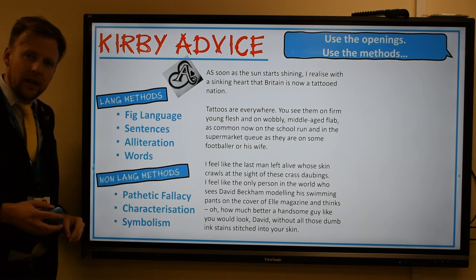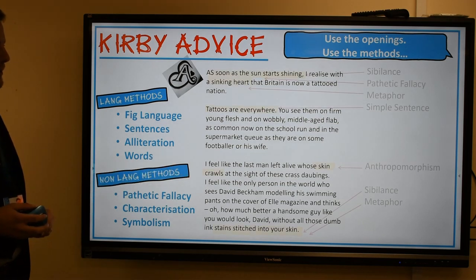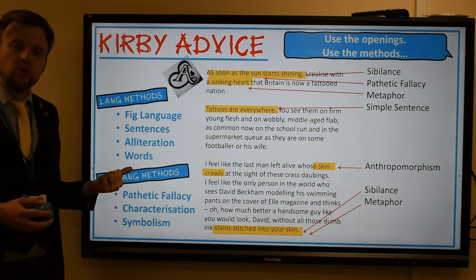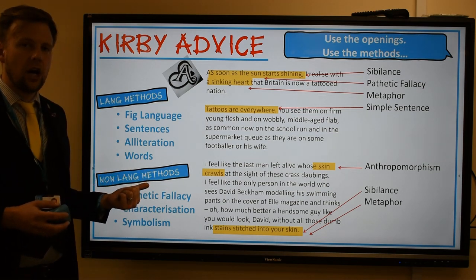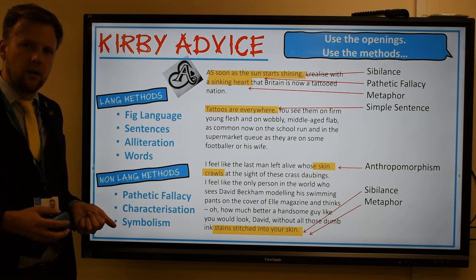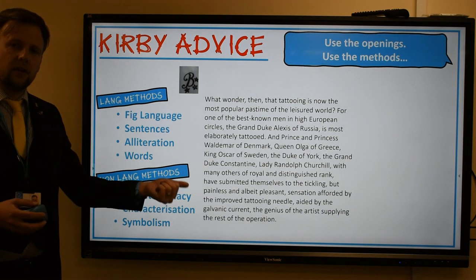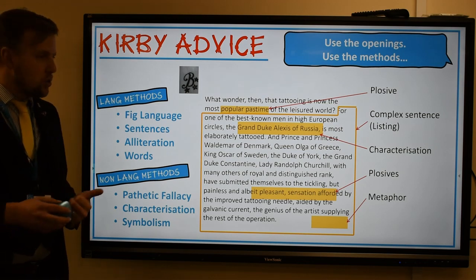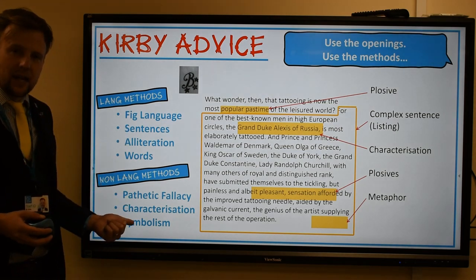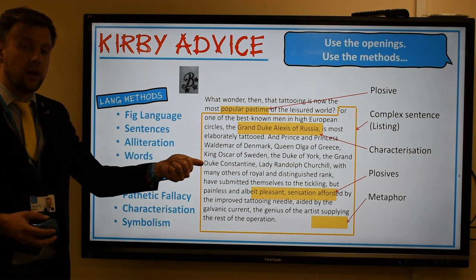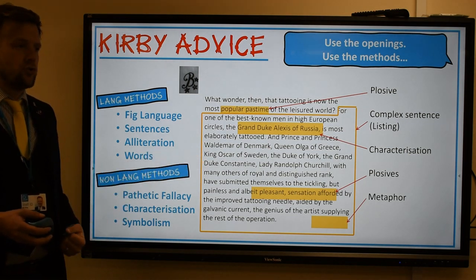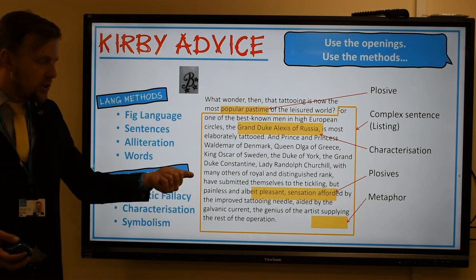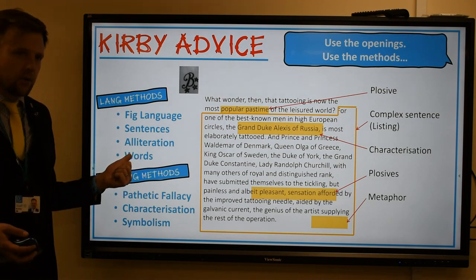Here is a random AQA text. There's all the things in it that are here. There's all our figurative language, word choices, sentence types, non-language, it's all there. Now let's have a look at source B, 19th century. Once again, it's all there. There's all these different things, ready and waiting for you. Don't be that student who's just randomly reading pages trying to find a random method. Find the ones you already know, okay?